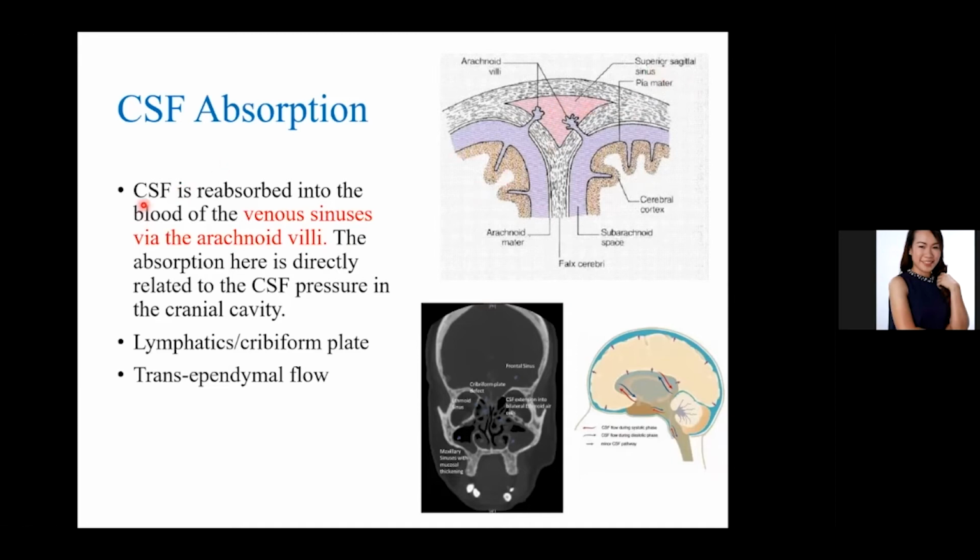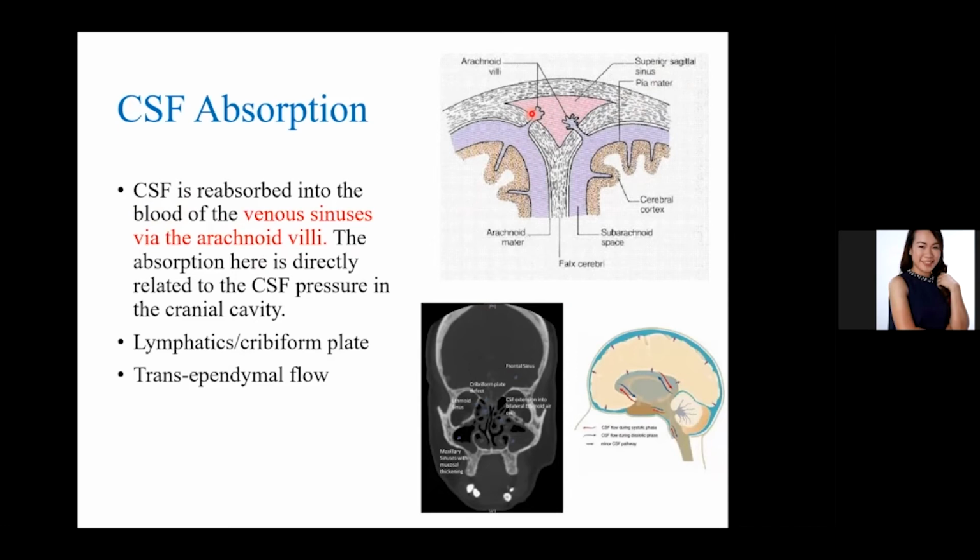Here it says CSF is reabsorbed into the venous sinuses via the arachnoid villi. This is the arachnoid villi. The absorption is directly related to the CSF pressure in the cranial cavity, meaning the higher the CSF pressure in the cranial cavity, the higher the absorption will be as well.